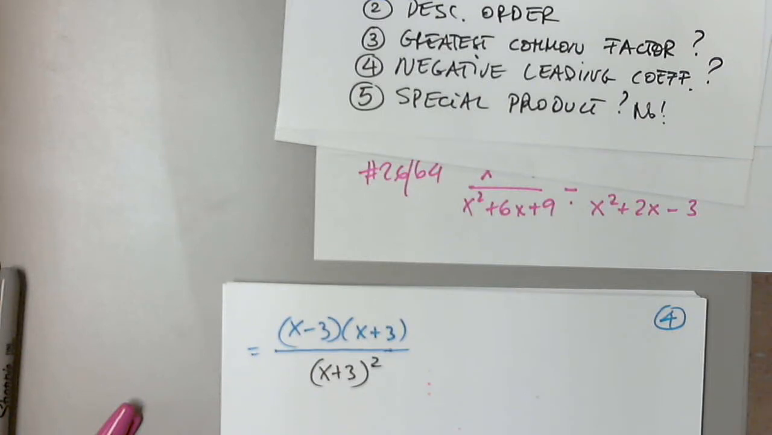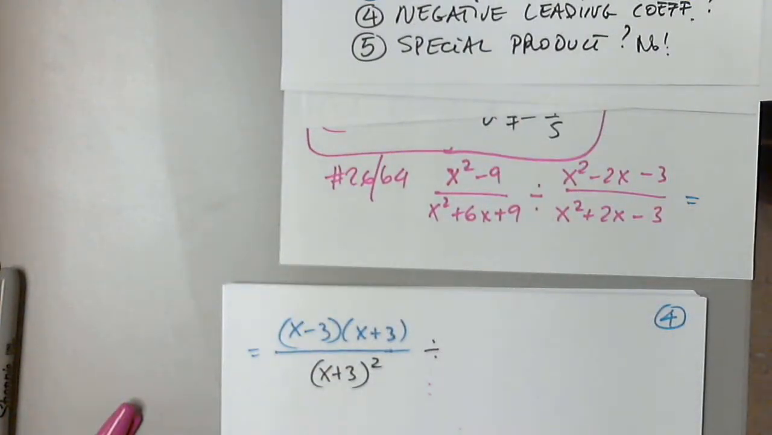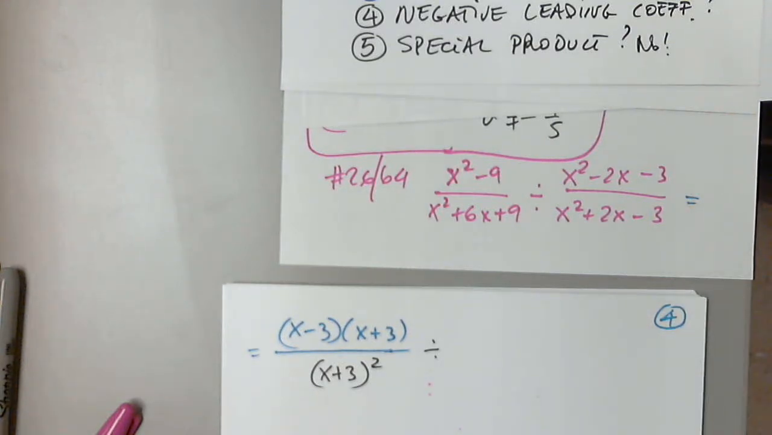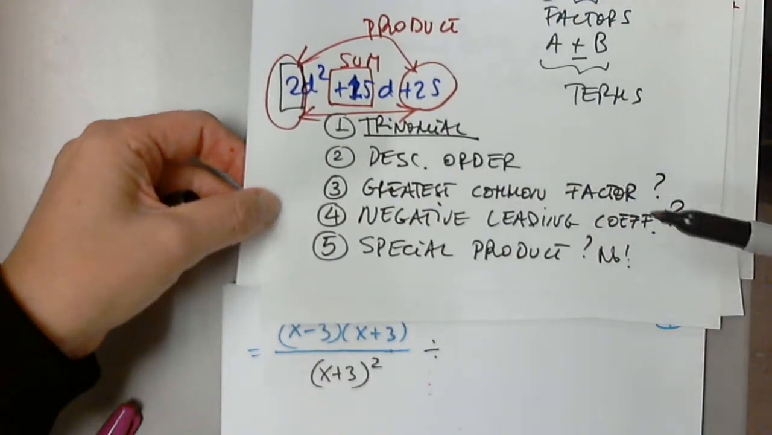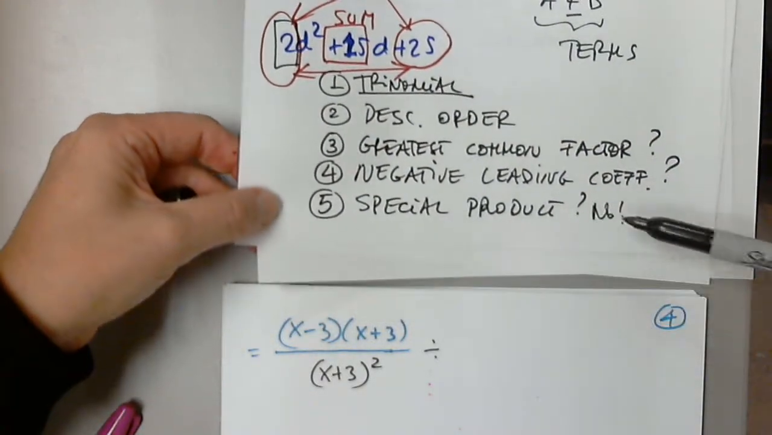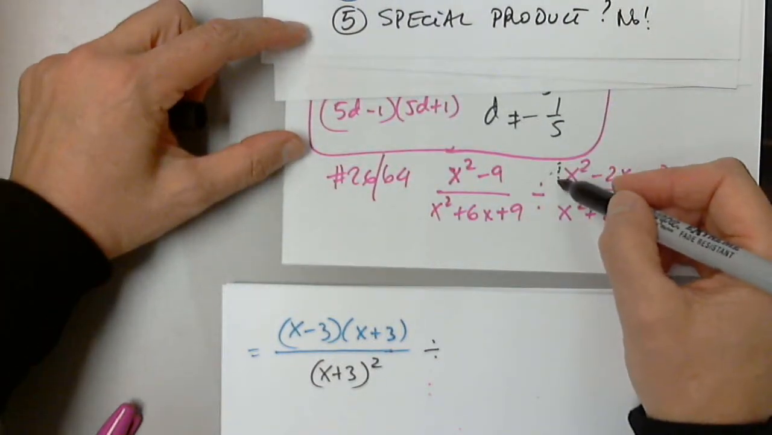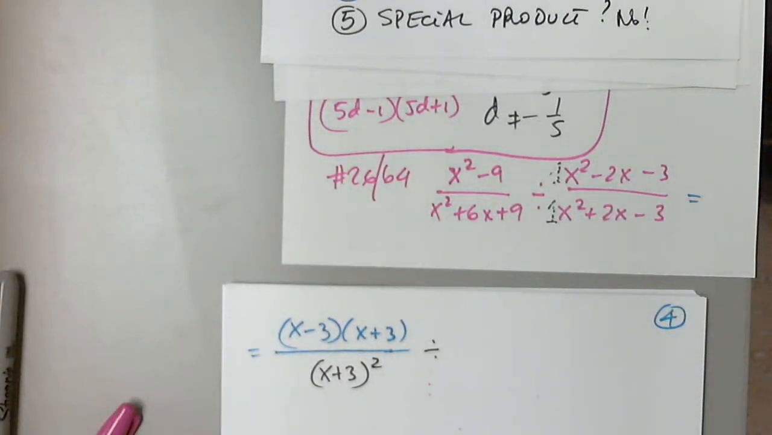Any questions? Okay, so for now, copy the division symbol and tell me how you factor the numerator and the denominator. Again, descending order, greatest common factor, negative leading coefficient, no. A special product, no, not this time. But the leading coefficient is 1, which makes it much easier. I don't have to change it into 4 terms and apply factoring by grouping.